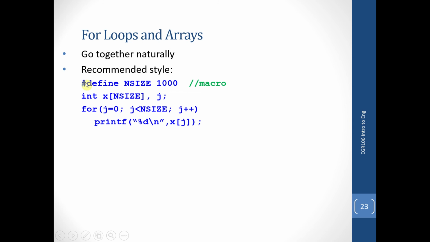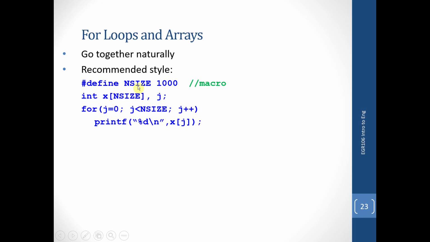For example, this is called a macro. We're going to get into macros more at the end of the semester, but basically what it is just defining a constant. Anywhere I see the word n size, I'm just going to replace it with 1,000. My compiler does this for me. So if I have a bunch of times I need to use the number 1,000, sometimes it's easier just to replace it with a word.